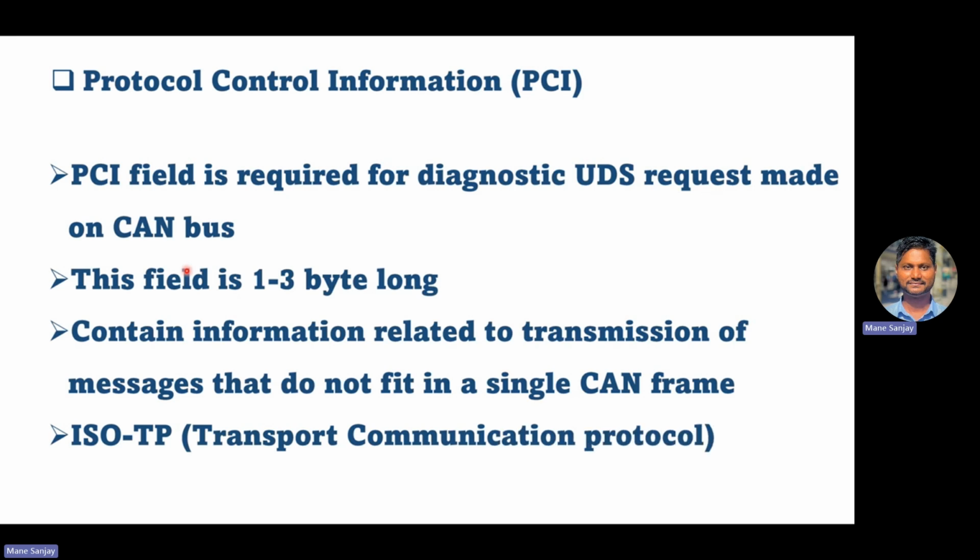So ISO-TP is an international standard for sending data packets over the CAN bus. The protocol allows for the transport of messages that exceed the 8 byte maximum payload of the CAN frame. And you know that in CAN, you cannot send more than 8 bytes of data. If the payload is more than 8 bytes, then you need to use TPCM and TPDT. TPCM is transport protocol connection management. TPDT is transport protocol data transfer.